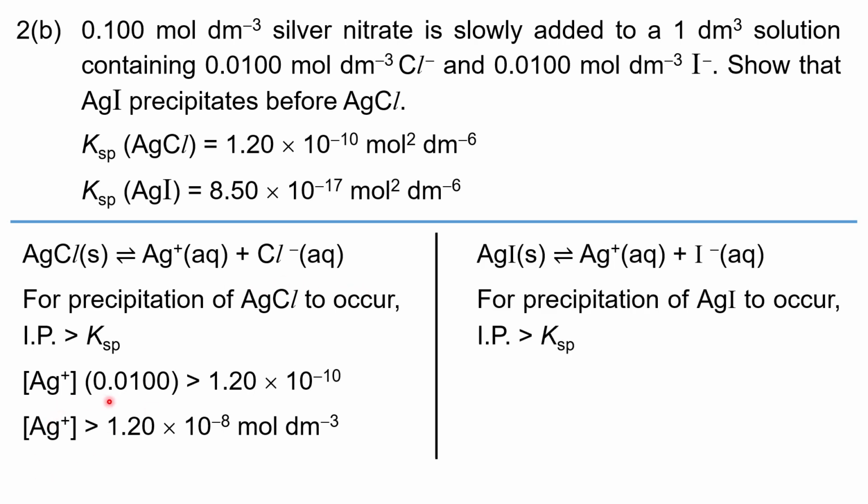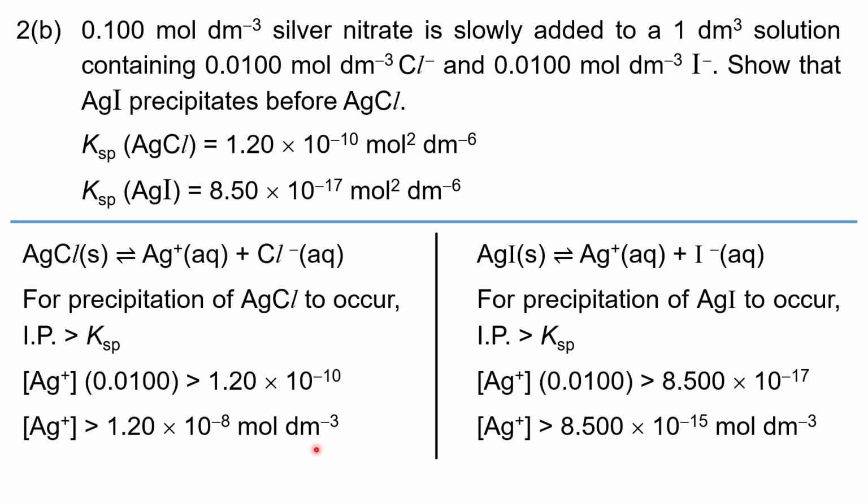Now, based on the equation, your KSP will be the concentration of your silver multiplied by 0.01. Why do I multiply by 0.01? Because I'm adding it to this chloride solution. So in order for precipitation to occur, this must be greater than your KSP value. That's why I say greater than this. So work out your maths carefully, do your manipulation carefully. The concentration of Ag plus must be greater than 1.2 times 10 minus 8 mole per dm cube. Same idea, you can apply this to your silver iodide. So if you work it out carefully, for silver iodide it will be the concentration of silver multiplied by 0.01.